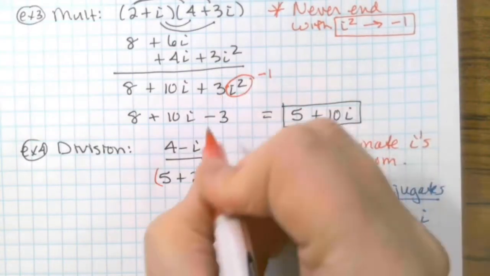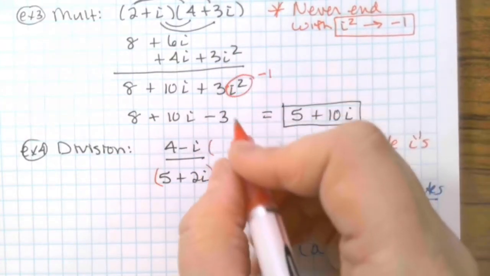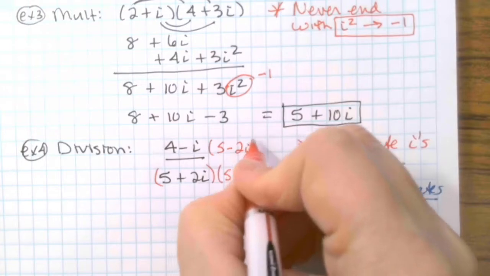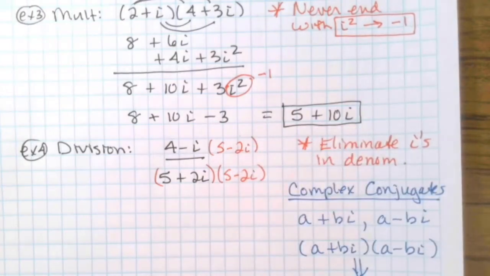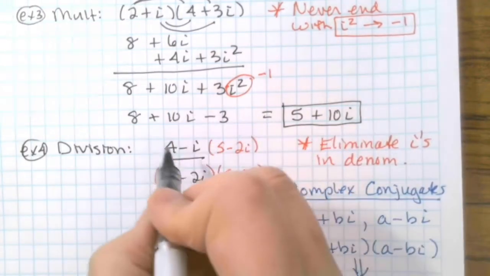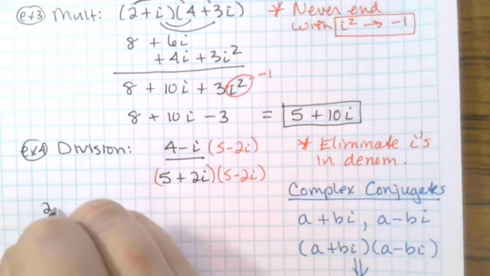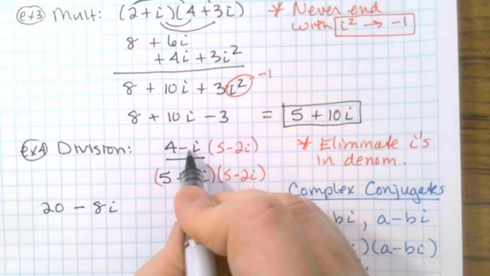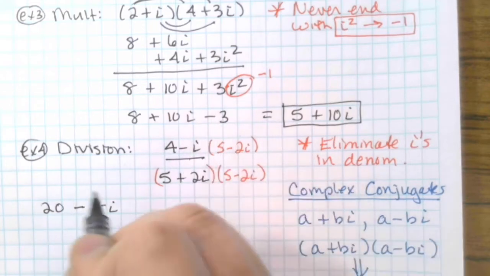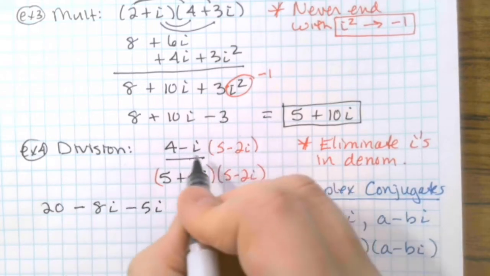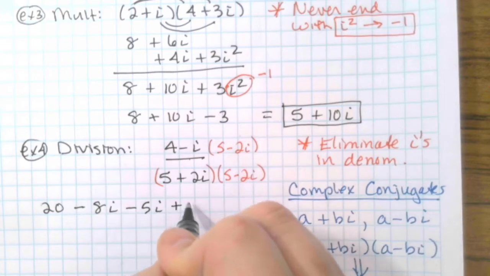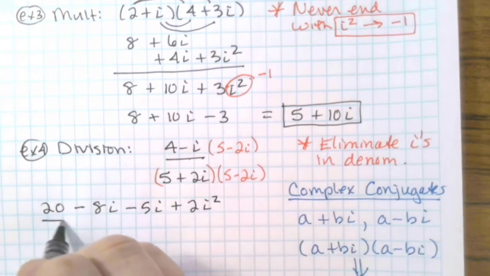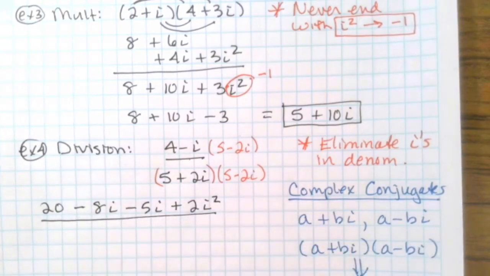Of course, if you multiply the bottom by 5 minus 2i, you have to multiply the top by 5 minus 2i. Now, usually you're going to want to multiply in a line. 4 times 5 is 20. 4 times negative 2i is negative 8i. Now distribute the next one. Negative i times 5 is negative 5i. Negative i times negative 2i is positive 2i squared. I'm ignoring the i squared for right now.